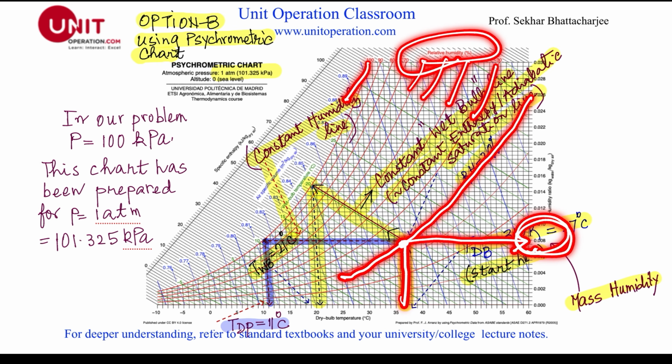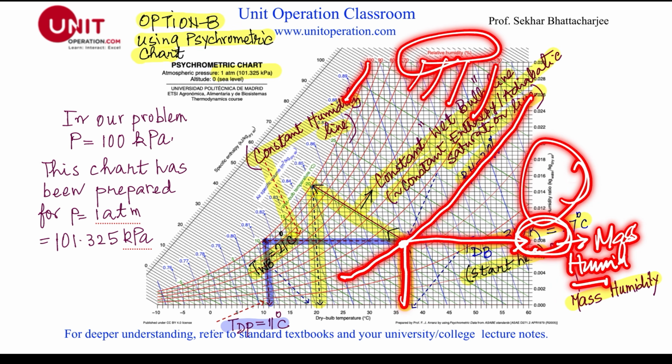We have done the calculation. This is the mass humidity. Remember mass humidity? That means it's kilogram of water vapor per kilogram of dry air. So that can be directly read from here.